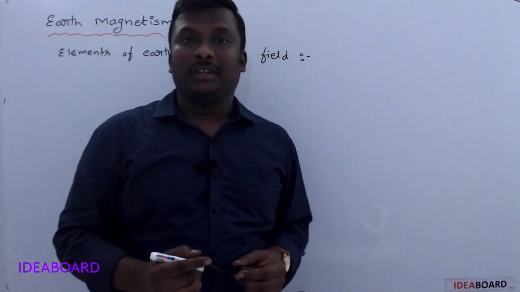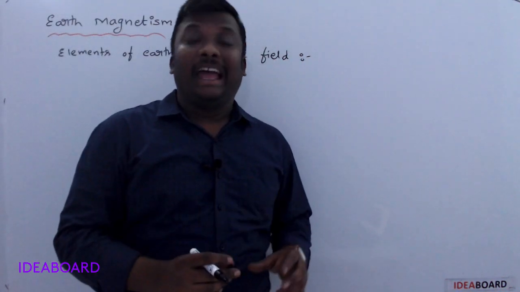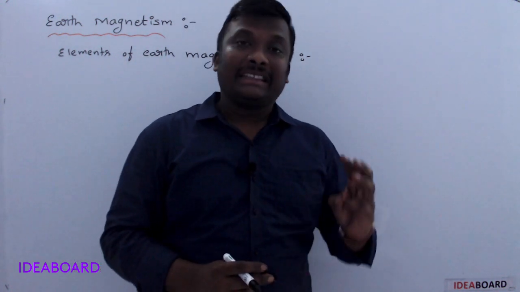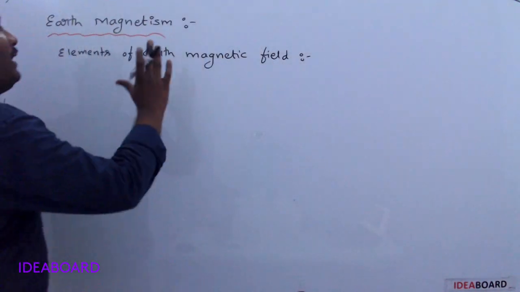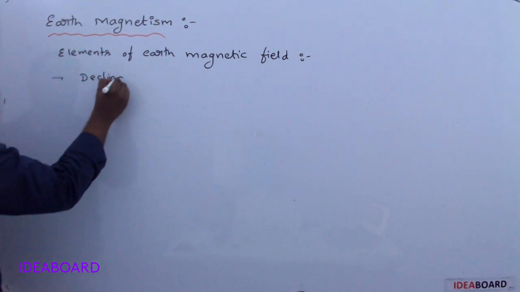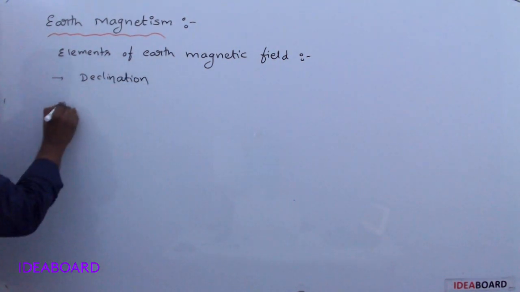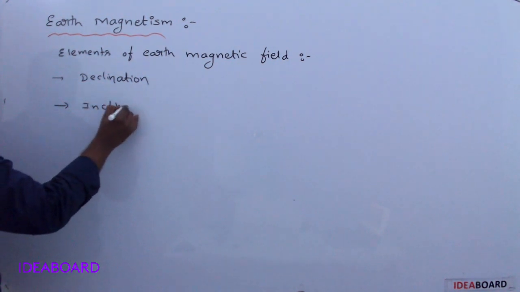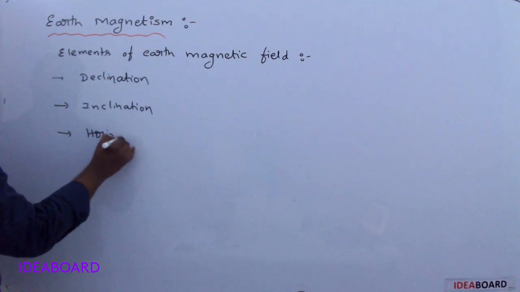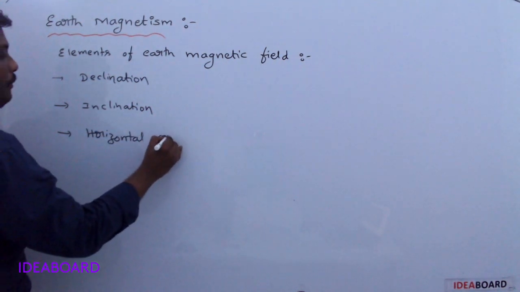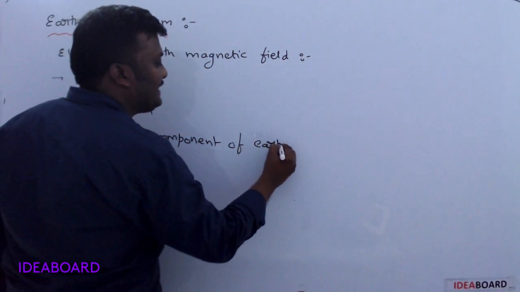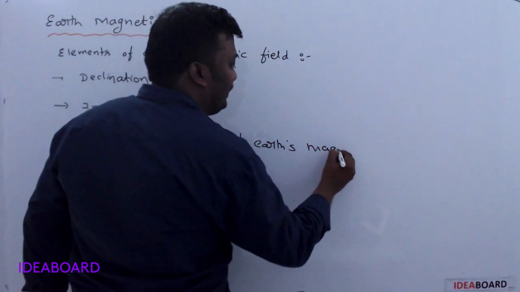To completely describe the magnetic field at any point on the surface of the earth, we have to specify three elements of the earth's magnetic field. They are declination, inclination, and the horizontal component of Earth's magnetic field.